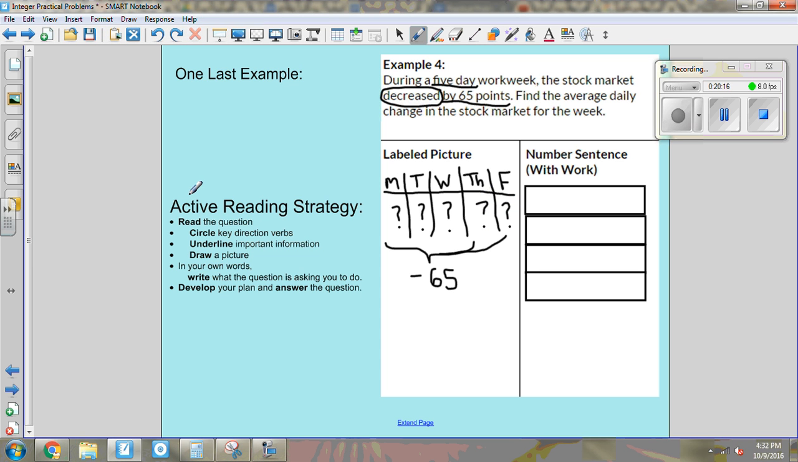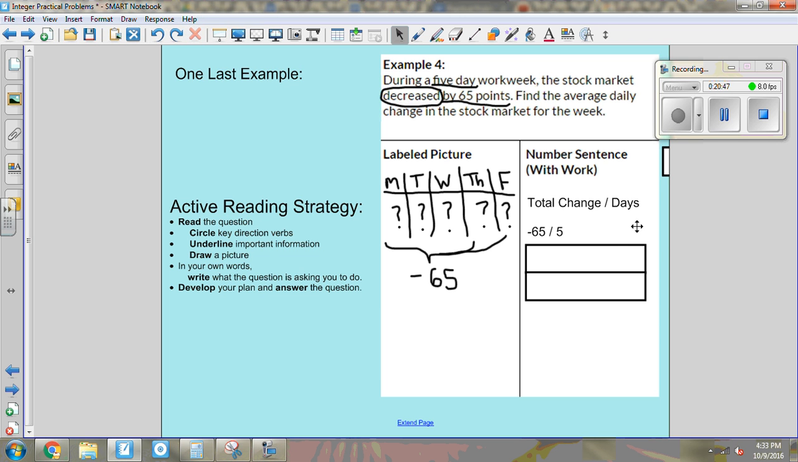So now I'm ready to write in my own words what the question is asking me to do. I'm going to take that total change and divide it by the number of days. When it says the average daily change, I know that I have to divide to figure out how much was each day. We're spreading it out evenly. My total change was negative 65, and I'm dividing it by a positive 5 because I have 5 days. And as I'm using my rules here, I'm going to look at Mad Bob. A negative divided by a positive gives me a negative answer.